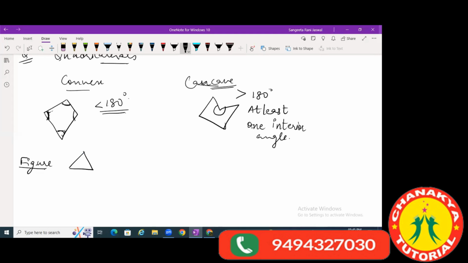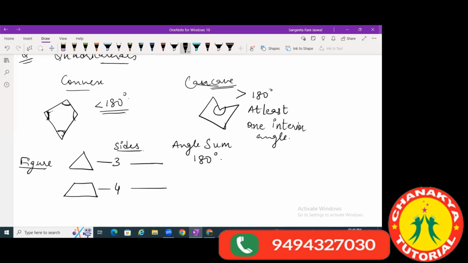It is made with the least number of lines. Its sides are 3, and its angle sum is 180 degrees. You can please note down. If you don't have it in your notebooks, you can note it down. Its angle sum is 180 degrees. Now let's take another polygon. Like this, I'm taking a four-sided figure. This was three-sided, now I'm taking a four-sided figure.